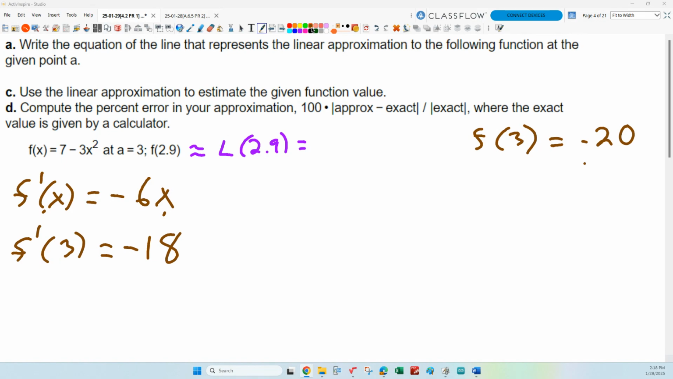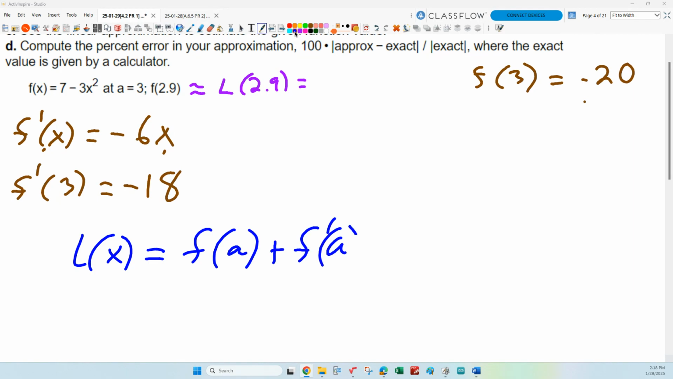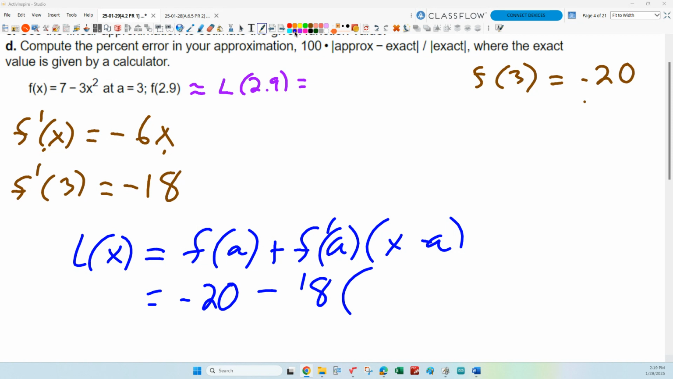Okay, so we should be able to come up with this linearization pretty easily then, right? Remind me again, what's L of x? F of A. Everybody, all together, you guys should all know this. Plus f prime of A times x minus A. Okay, so if we plug all that stuff in then, A is 3, and we know f of A is negative 20, so we get negative 20 minus 18 times the quantity x minus 3, right?